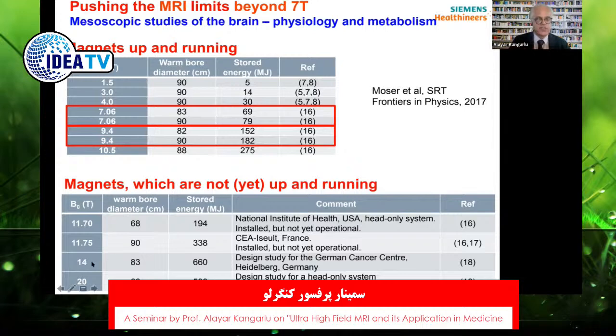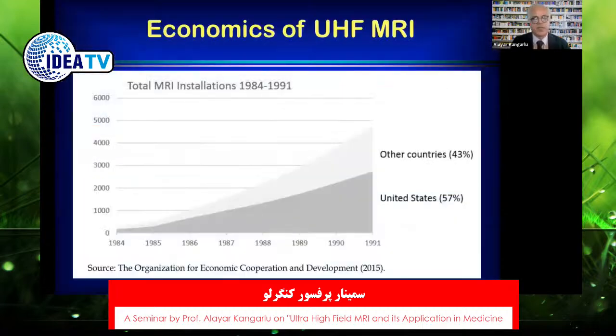There are plans for a 14 Tesla scanner at the German Cancer Center in Heidelberg, and that will hold 660 megajoules of energy. There is also a plan, made with high temperature superconductor niobium-tin with steel reinforcement, which is in the design stages, for a head-only system operating at a field of 20 Tesla. So these are really the plans for the future.